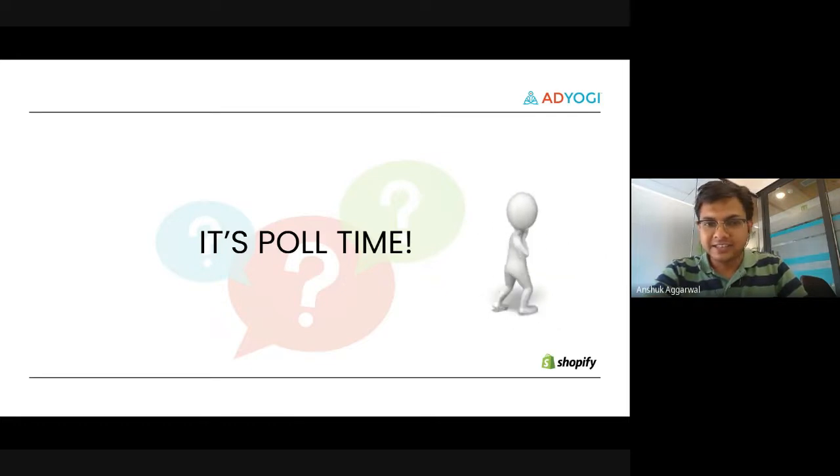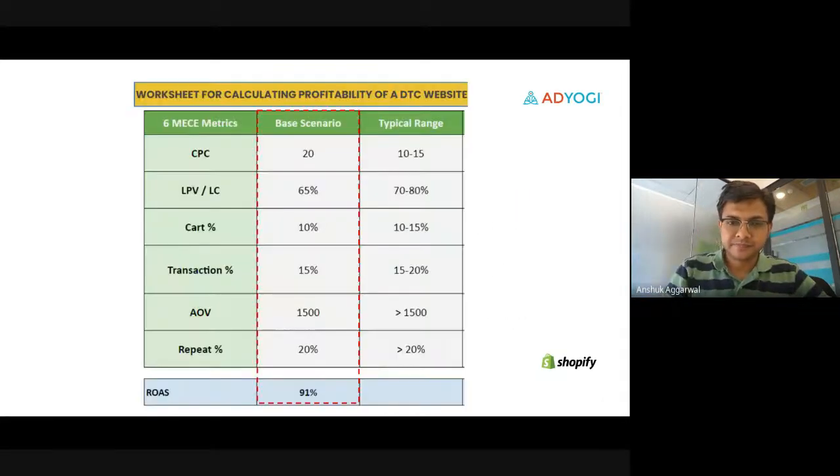So let's keep moving. This is going to be the anchor slide for today. It's actually a screenshot from a worksheet which we'll be sharing after this session today. What I've done is I've listed down all the 6 metrics which I introduced in the previous slide: CPC, LPV, 2LC, cart, transaction, AOV, and repeat percentage. And I've taken a base scenario of a hypothetical brand. What sort of metrics do they have on each of these 6, and what does it translate into in ROAS?